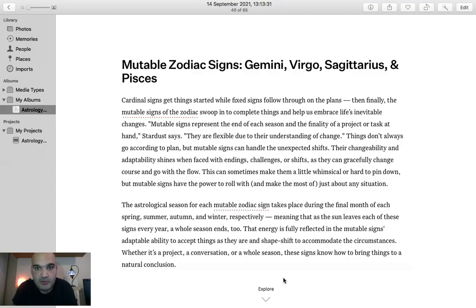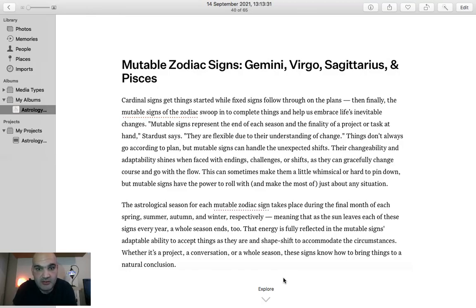They are flexible due to their understanding of change. Things don't always go according to plan, but mutable signs can handle unexpected shifts. Their changeability and adaptability shine when faced with endings, challenges, or shifts, as they can gracefully change course and go with the flow. This can sometimes make them a little whimsical or hard to pin down, but mutable signs have the power to roll with and make the most of just about any situation.